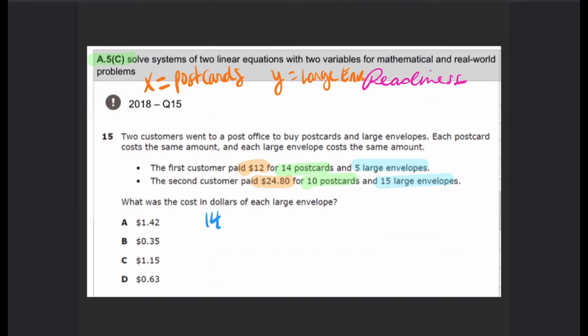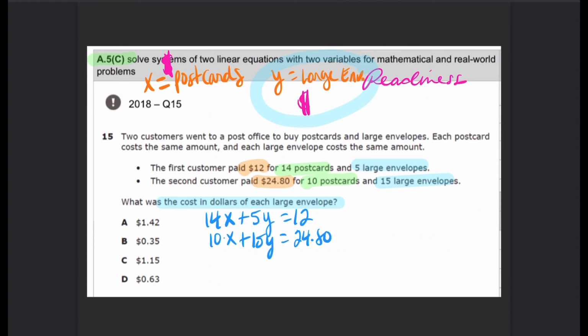And so for the first customer, we have 14x because it's 14 postcards plus 5 large envelopes, which is equal to $12. For the second customer, it is 10 postcards plus 15 large envelopes is equal to $24.80. So notice that this right here is asking for the cost in dollars of large envelopes. And at the beginning, we stated that the x will represent the cost of the postcards and the y will represent the cost of the large envelopes.